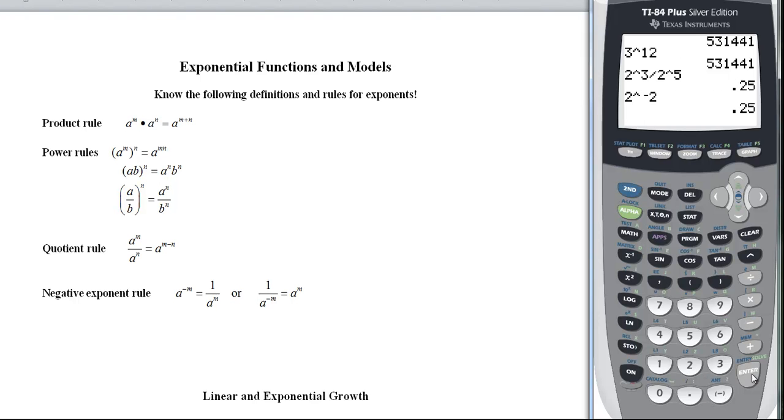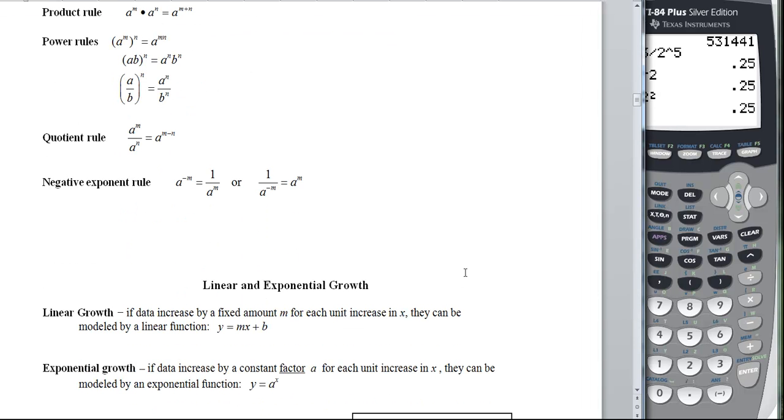There's my 0.25. Now this is nice in that if you do have a base raised to a negative exponent, you've got to know how to make it a positive exponent. This right here would be the same thing as 1 divided by 2 squared, which of course is going to be my 0.25. So these are some rules that you've had before in your past. Refamiliarize yourself with those.